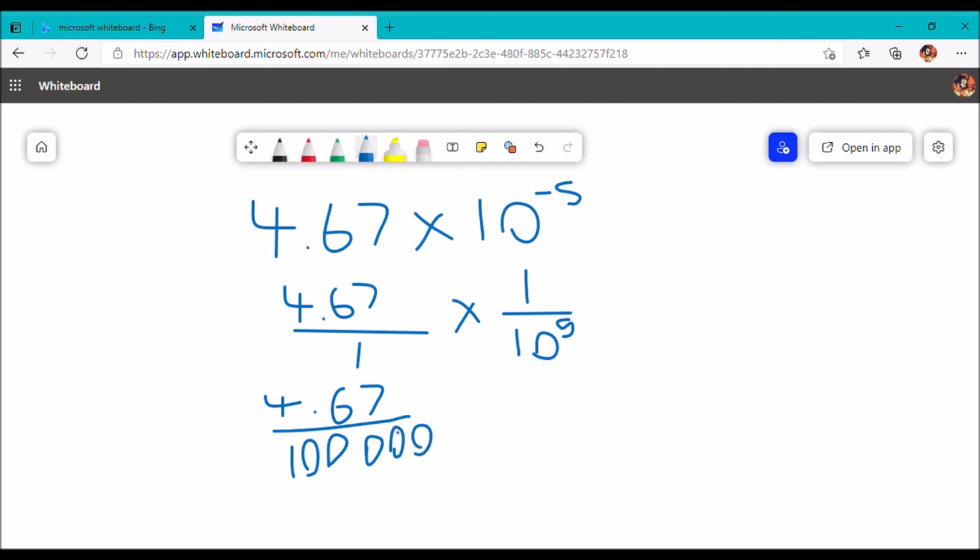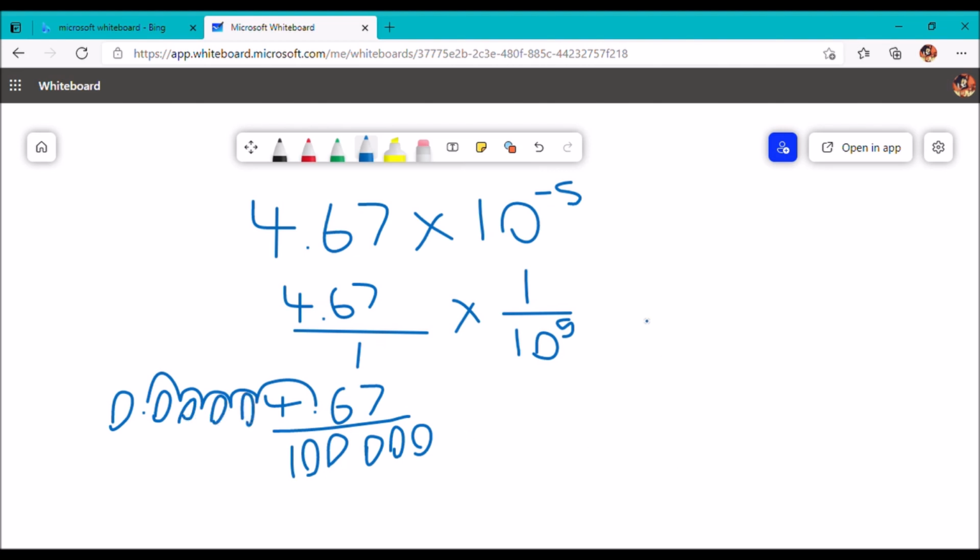So then we must divide this. When we divide 4.67 from 100,000, the decimal place goes 5 times backward. 1, 2, 3, 4, 5. So when the decimal place is here, here is 0, here 0. The gaps are filled with zeros.